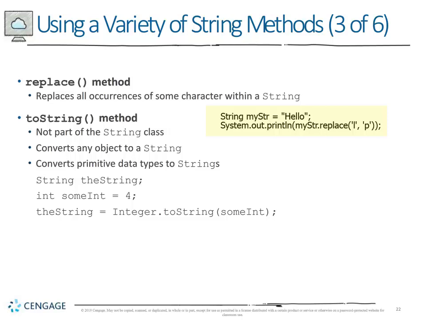The toString method will convert a number or something else to a string object. In this example, we have an integer, someInteger equal 4. So if we call Integer.toString and pass the integer 4, it will convert the integer 4 to a string object 4 and assign it to the string variable.